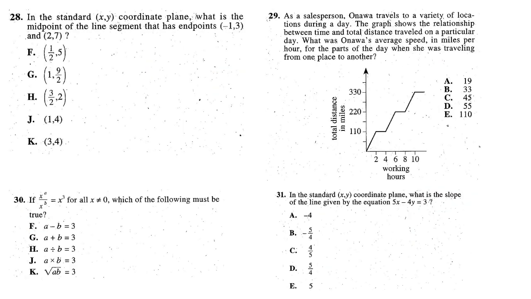All right, so we have the point -1, 3, and we have the point 2, 7. And we need to know what is the midpoint of the line segment there. So let's see, we would add these two. So we're going to have 2 minus 1. And so that's going to give us 1, and divide that by 2. So that's going to give us a half. Now I don't see any other x coordinate that's a half. So it's going to be F.